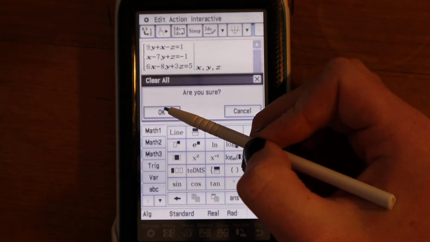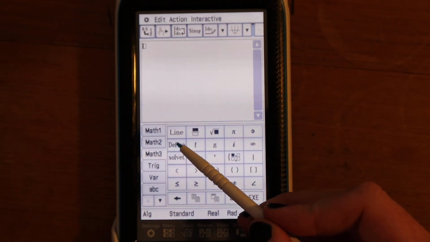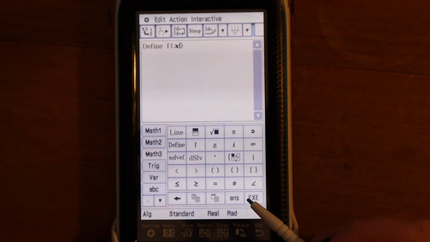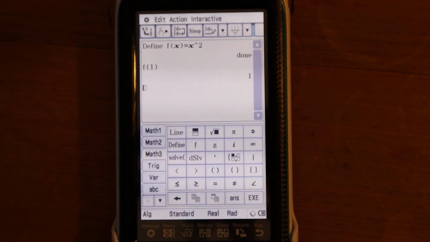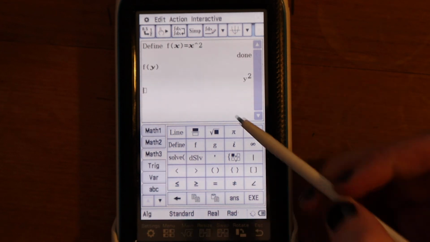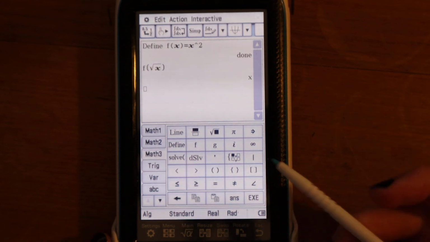Last thing I'm going to be looking at is how to define functions. So we can go define, and then if you wanted f of x, right, and you say that is equal to x squared. Now we can go and check values. So what is f of 5? What is f of y? What is f of, I don't know, you could do something like square root of x.